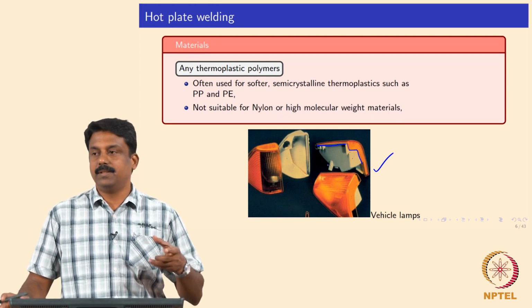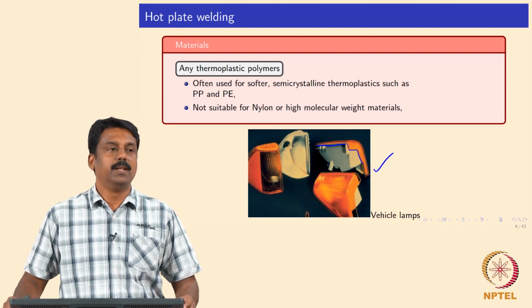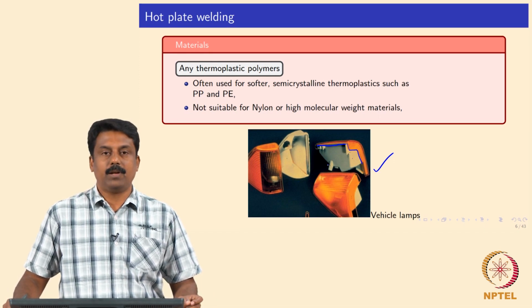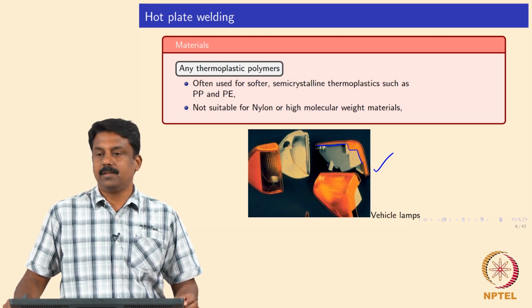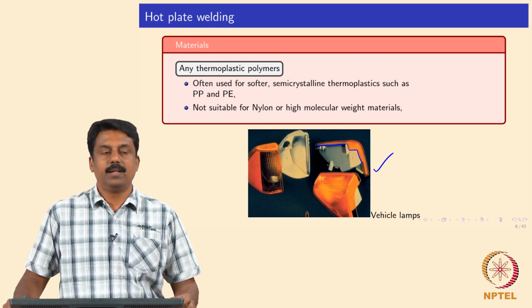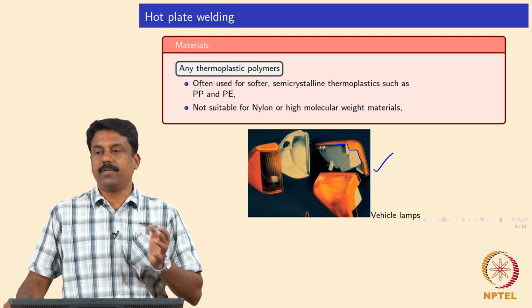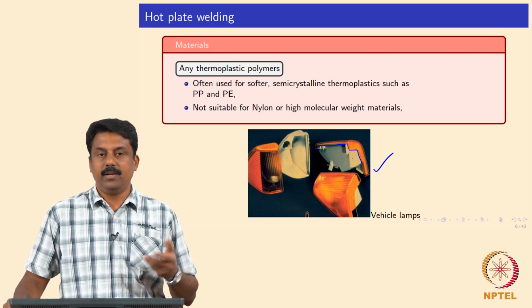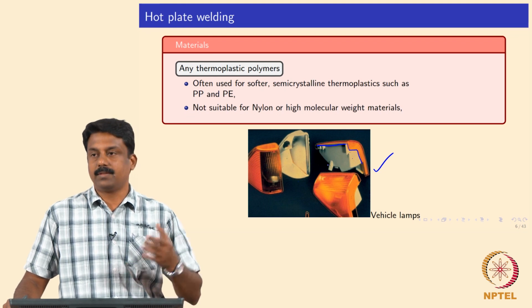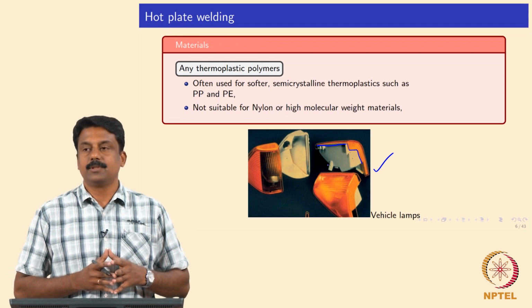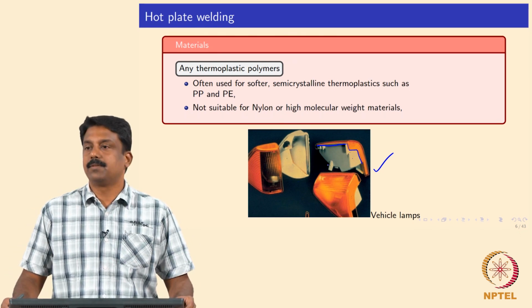So we can use this process for any thermoplastic polymers, but it is often widely used for slightly softer ones, because then you reduce the upsetting pressure you need, for polypropylene or polyethylene. It's not suitable for nylon or high temperature, high molecular materials, because you need to heat up to higher temperatures. And if a material softens too easily with temperature, you also cannot use it because the entire structure will collapse, right? Good. Any questions so far in this process?